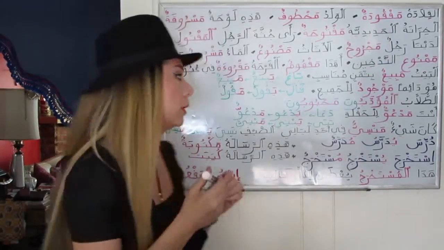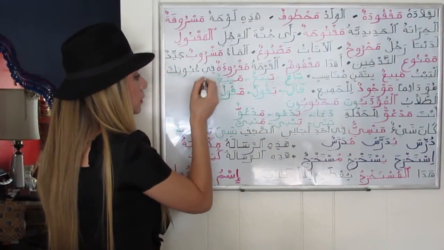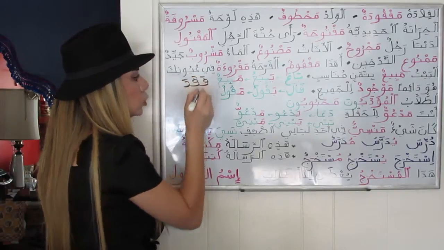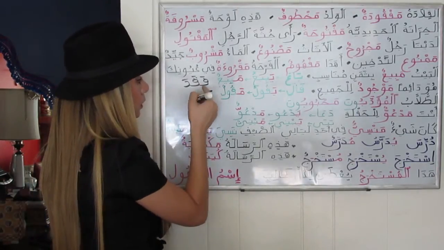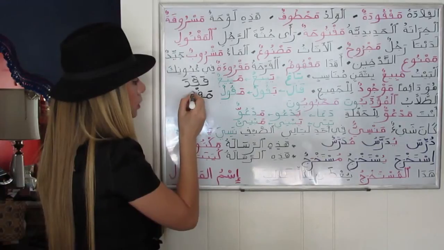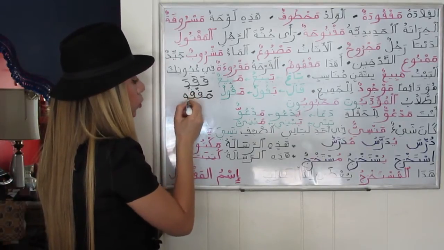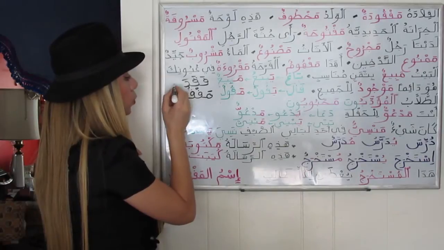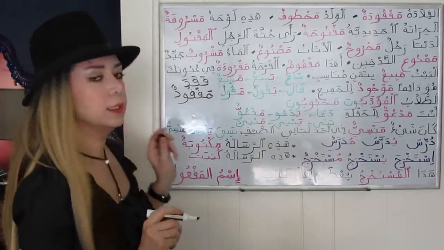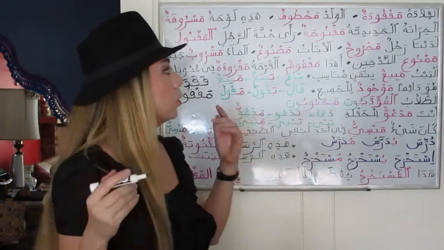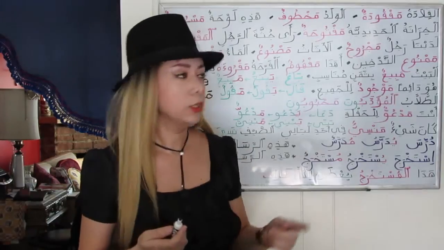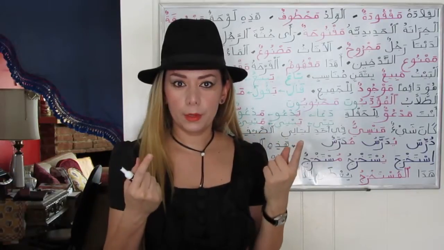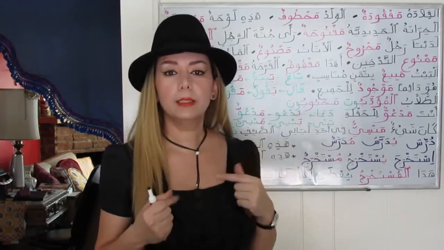مفقود from the verb فقد, to lose. مفقود, so we have the mim, the first radical with sukun, second radical with dhamma, followed by a long vowel waw, and dal. مفقود, it means lost or missing. القلادة مفقودة, and since القلادة is feminine, مفقودة will match in gender and number. The necklace is missing.